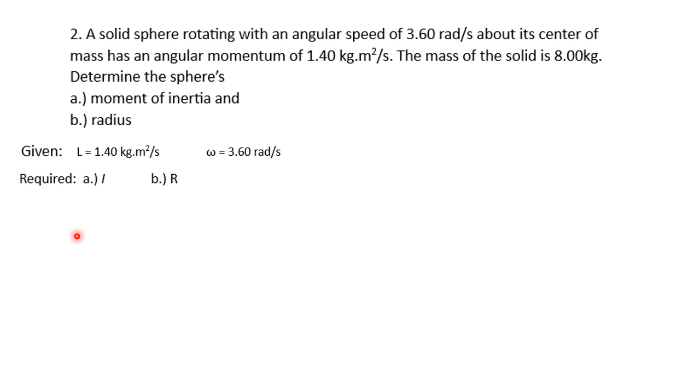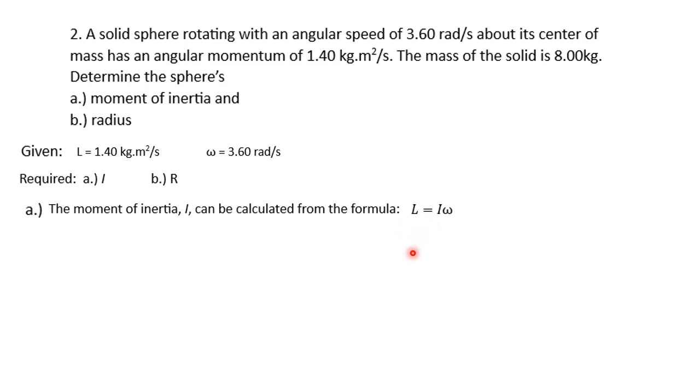Because remember the formula used to find L. L is just I times omega. So solving for I, it gives us I equals L over omega. So L is 1.40, omega is 3.60. So we have 1.40 kilogram meter squared per second over 3.60 rad per second. Then we have a moment of inertia of 0.389 kilogram meter squared.